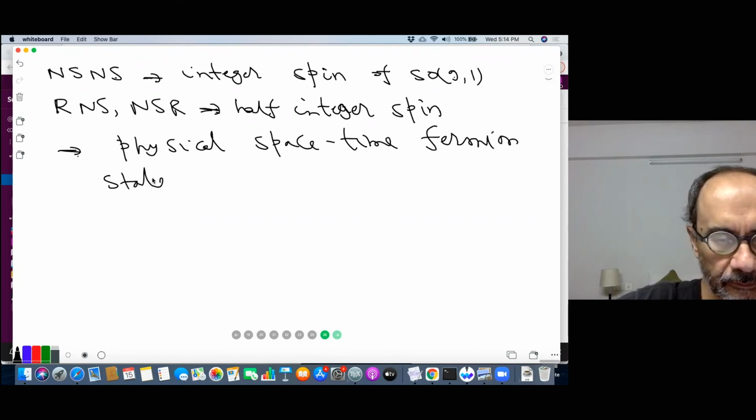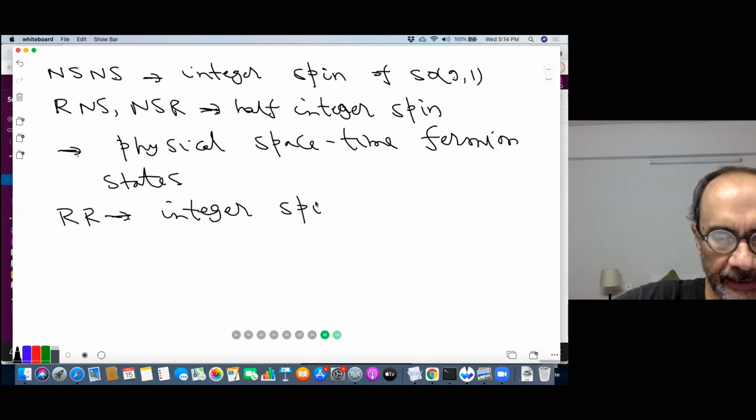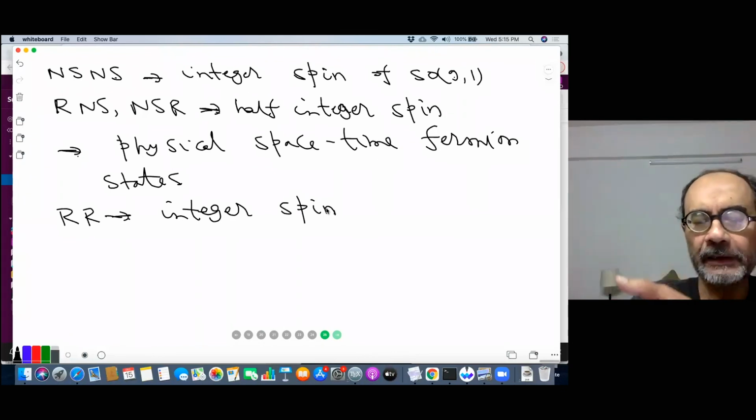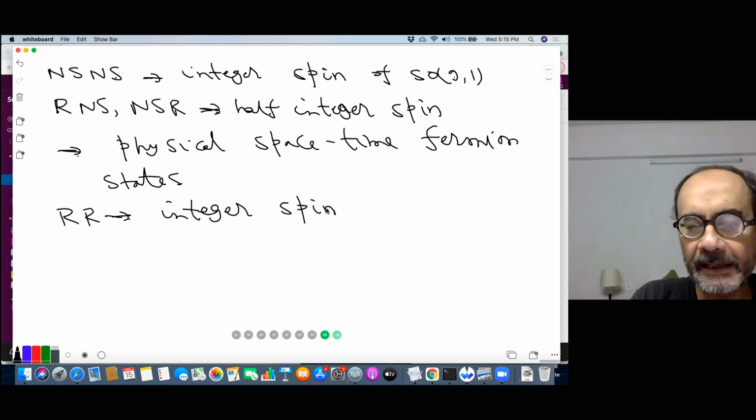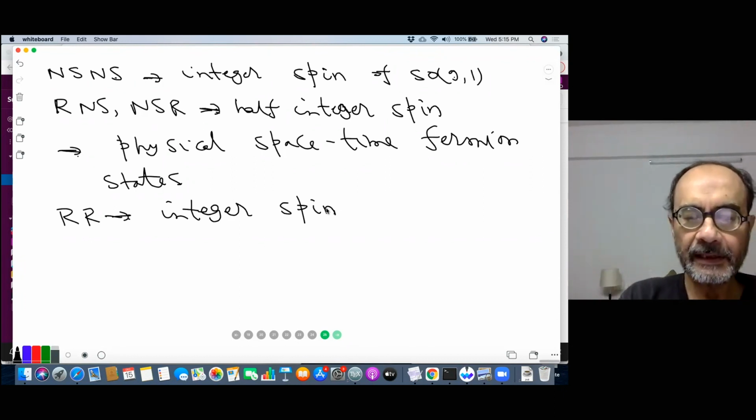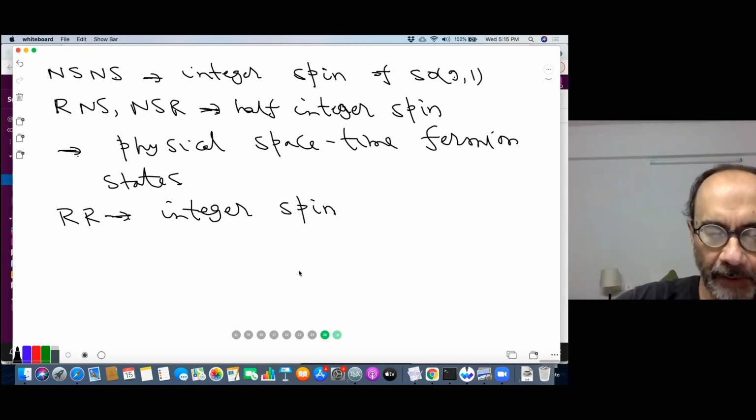And the Ramond-Ramond sector is again space-time bosons. These have integer spin because it involves a product of a spinor on the left and a spinor on the right. So when you combine them, it becomes a tensor-like representation of SO(9,1). So these are bosons.